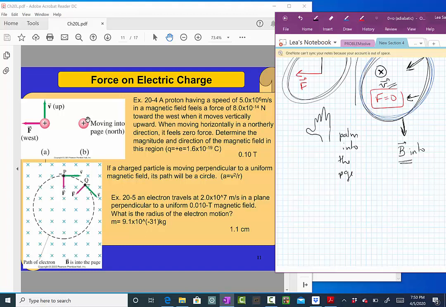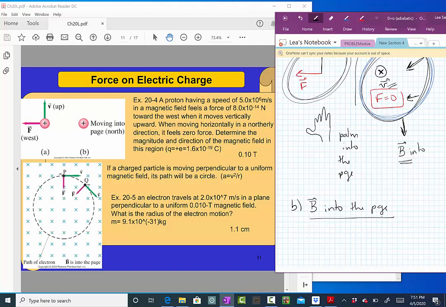Okay, so this part here, this part B. From part B, we conclude that the direction of the magnetic field is into the page, because that prevents any force once I throw the particle into the page.